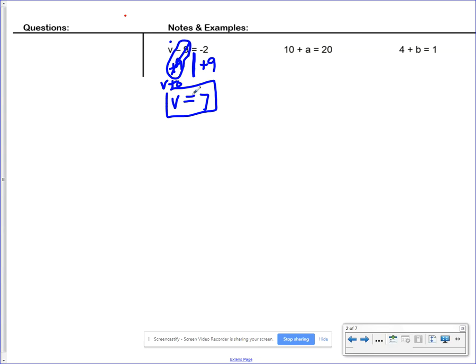I'm saying the value of v should be 7. Go back and check in the original. If v is 7, my left-hand side would look like this. And if you calculate that, you get -2. Checks. All right, next one.